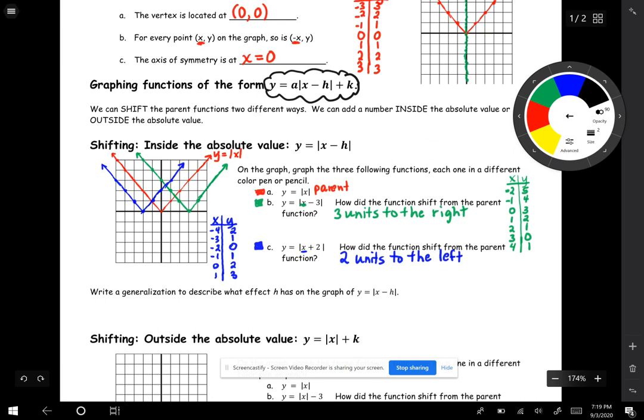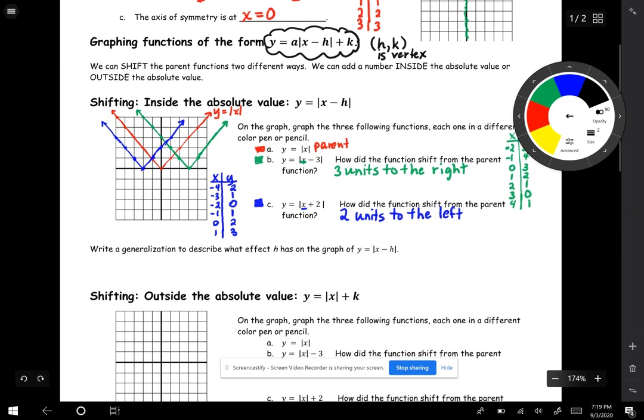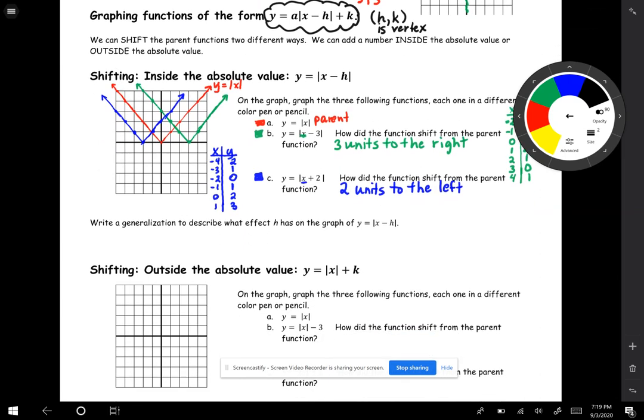The reason why you're going to see it all the time is anytime you graph and you see h, k, (h, k) is the vertex. And what we just graphed, h is the number that's inside the absolute value bar hanging along by the x, and k is outside the absolute value bar. Okay, write a generalization to describe what effect h has on the graph.